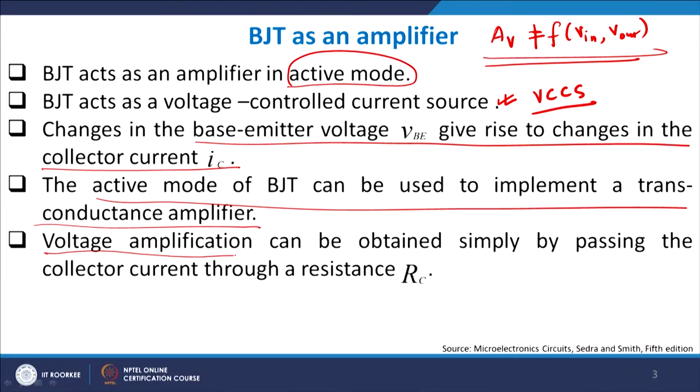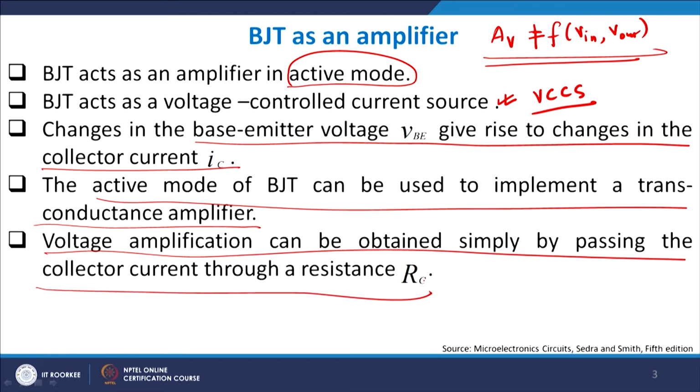So the last point is that the voltage amplification can be obtained simply by passing the collector current through a series resistance RC. You have IC available because the collector current is available. Now, if you force the collector current to pass through a resistance RC, then ICRC is basically the drop of the output voltage.